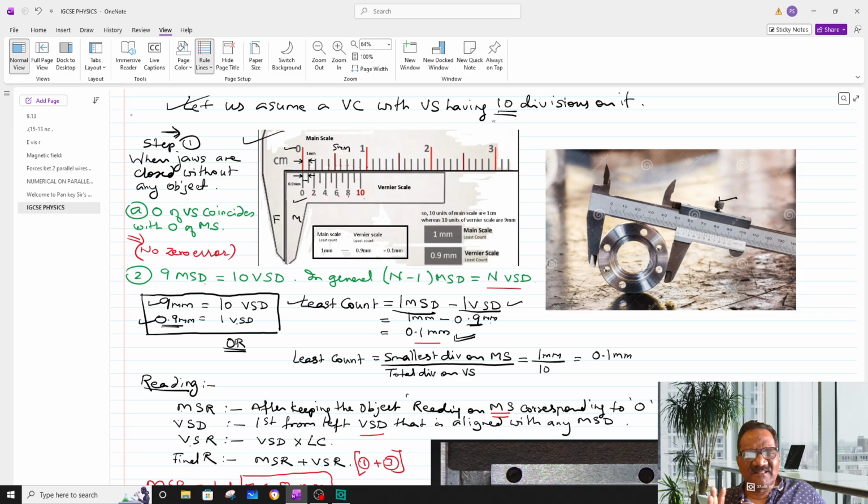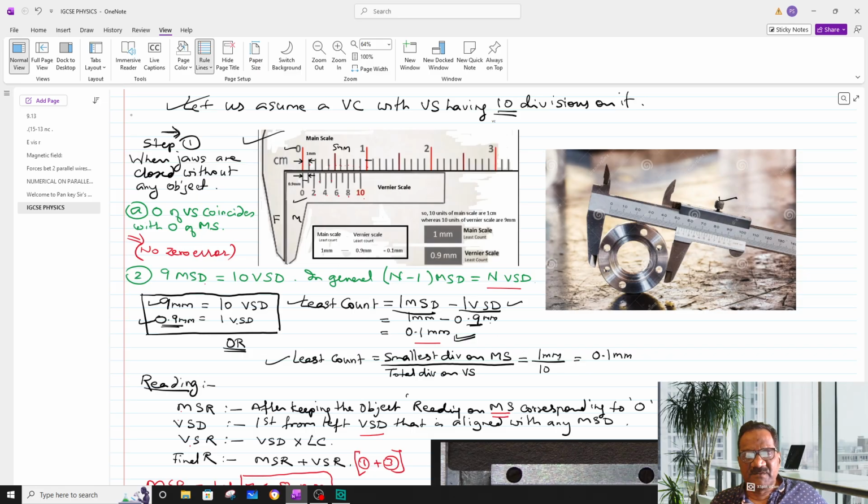Now there is another formula or another method also. Some books tell you that if you want to find out least count, use this particular formula: least count is equal to the smallest division on the main scale divided by the total number of divisions on the vernier scale. Even this formula works. Nothing wrong in this formula as well. So smallest division on the main scale is how much? This is the main scale, and this is 1 centimeter. So this is half centimeter. And the smallest division is this one. So the smallest division is 1 millimeter.